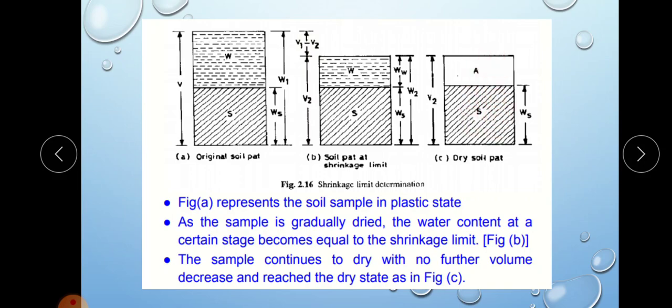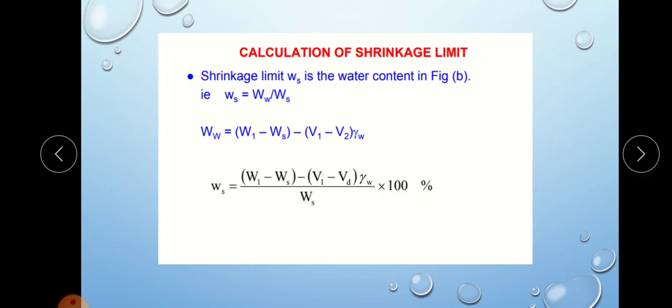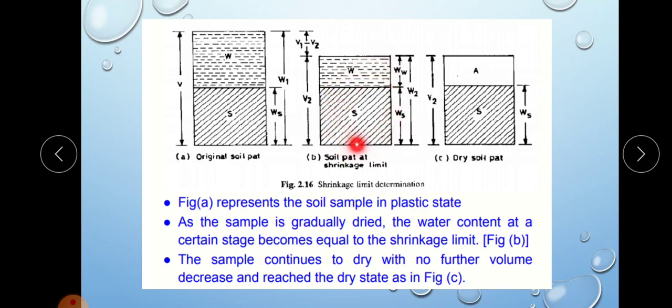So what is the shrinkage limit? The shrinkage limit means the water content in the shrinkage stage. So this is the shrinkage stage, and the water content at this stage is known as the shrinkage limit. So we have to find an expression for the water content at this stage, and that will give the shrinkage limit.